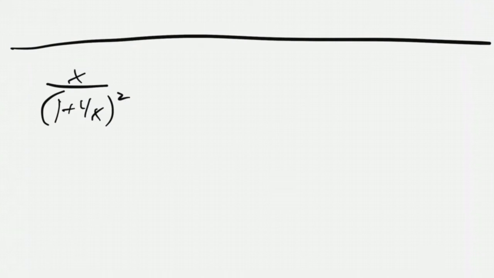Okay, so let's see. First thing I'll do is pull this x out front and then consider 1 over 1 plus 4x.